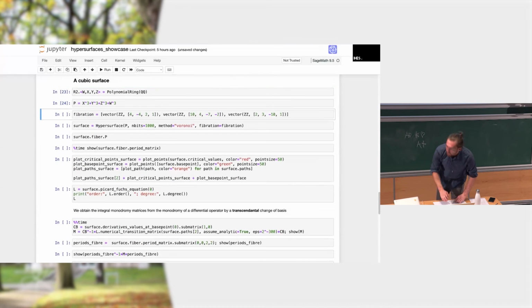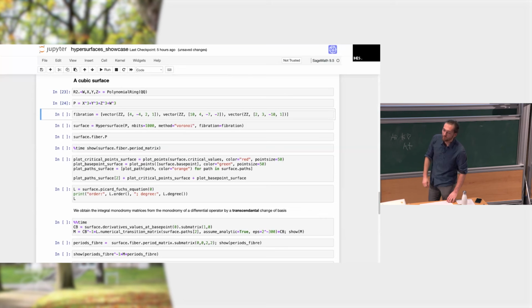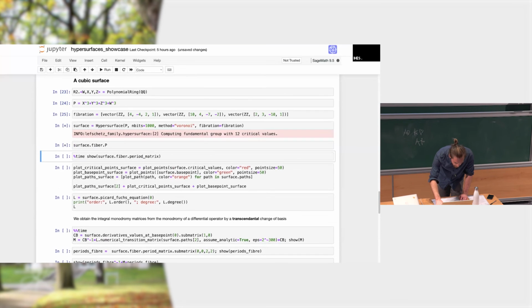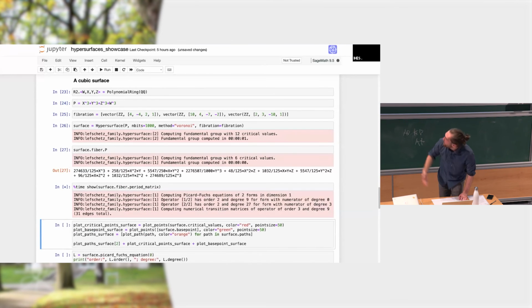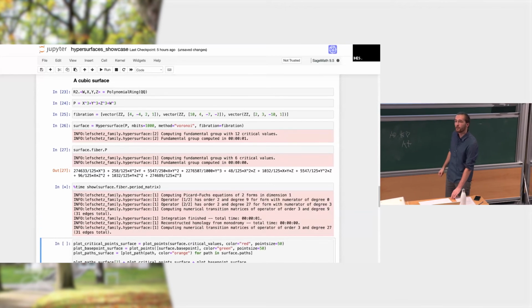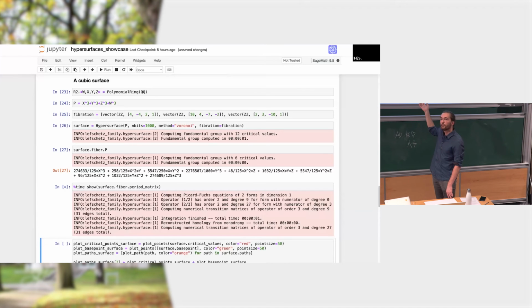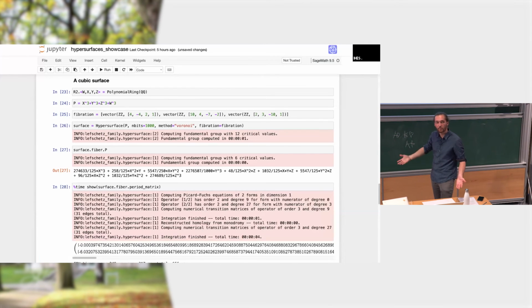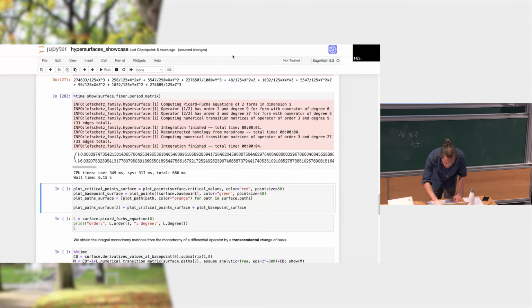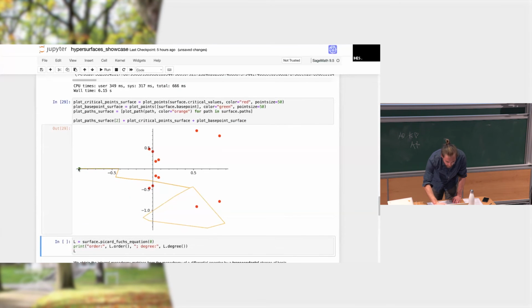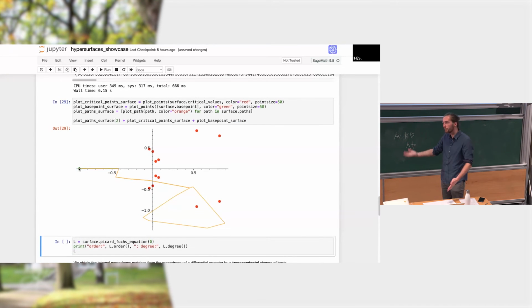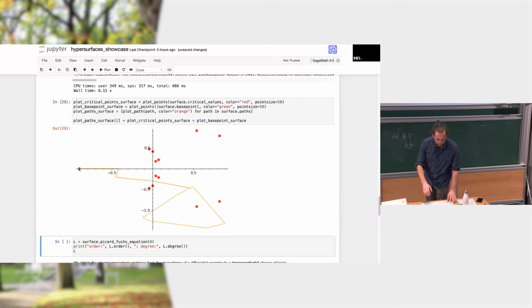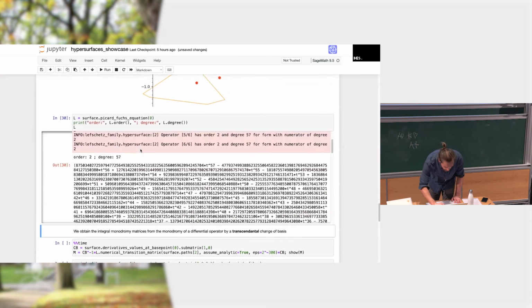So now I'm considering the Fermat cubic surface, which is defined by this polynomial here. The first step is computing the periods of the fiber. This is exactly the same thing as I've done before. This is just the periods of some algebraic curve. And so here is the matrix. Then I choose some base point, I compute the critical values, I compute these simple loops. This is the same thing.